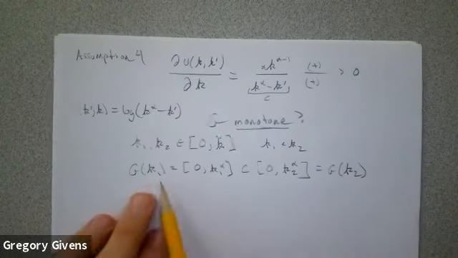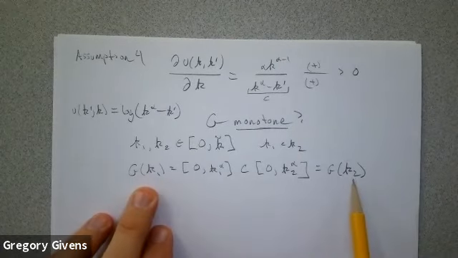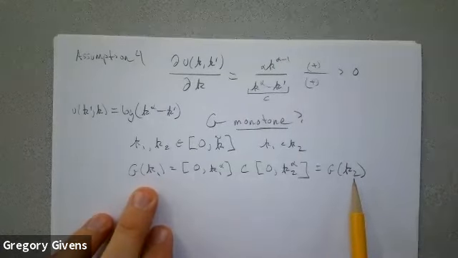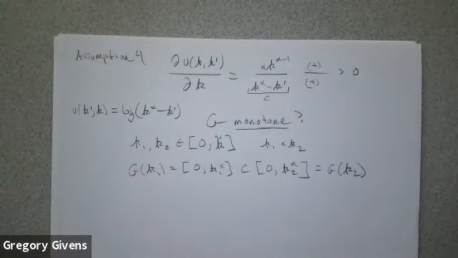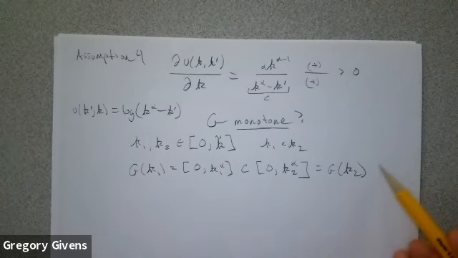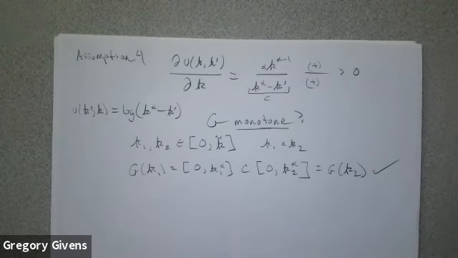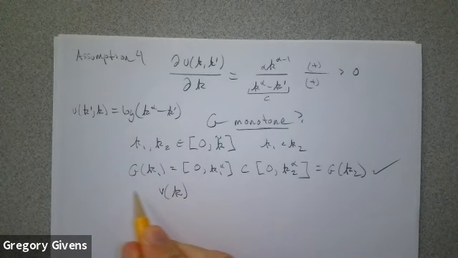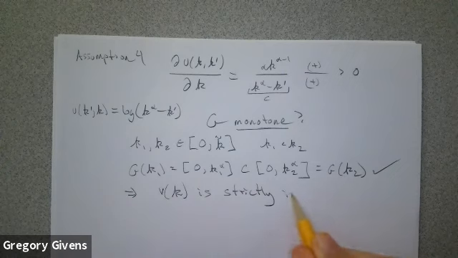So increasing the state from K1 to K2 expands G. G of K2 fully swallows up G of K1. So G indeed is a monotone mapping. Therefore, the value function V is strictly increasing.